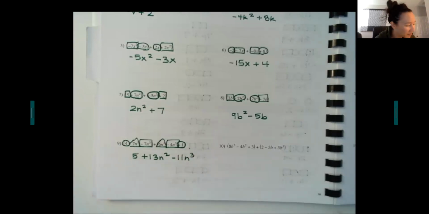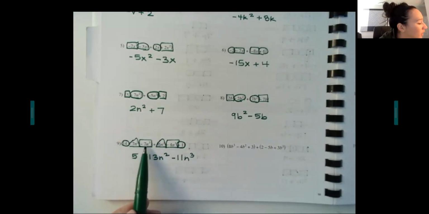And then I added the 4. Just to break this down, I was like, what's the easiest I could do? I did the 4 plus the 1, and I got 5. Good. And then I added the 6n squared to the 7n squared, and I got 13n squared, and then I did 7n to the 3rd power plus 4n to the 3rd power, and I got 11n to the 3rd power. Very good. That's the answer.